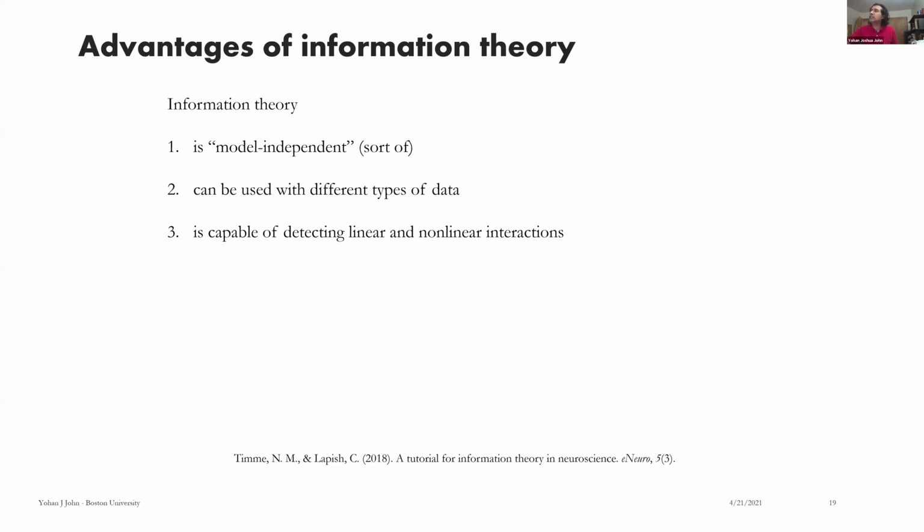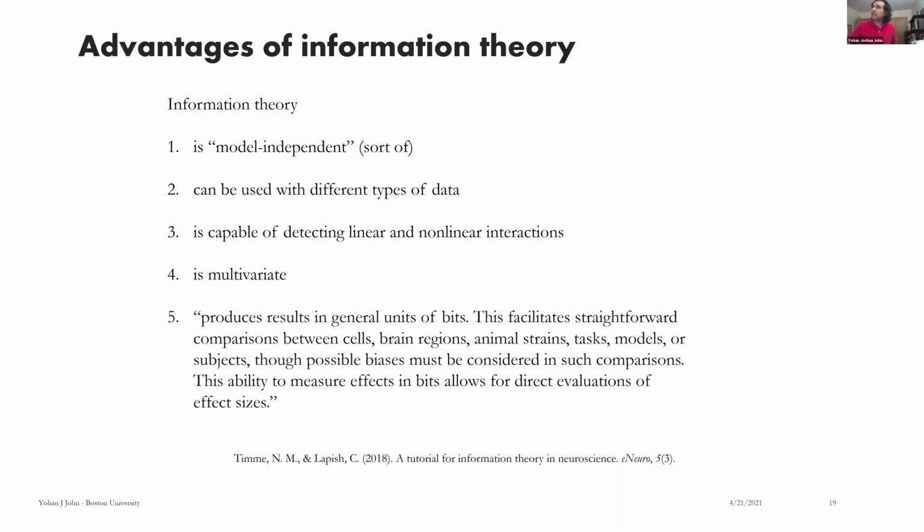It's capable of detecting linear and nonlinear interactions. This is something to keep in mind. Is multivariate. I guess that's good. Which this relates to point 2 actually. It produces results in general units of bits, and this facilitates straightforward comparison between cells, brain regions, animals. You can compare everything if it's in common units. This ability to measure effect in bits allows for direct evaluations of effect sizes. I have no idea what that means, but it's something to look into because it sounds interesting. That means you can get something published.